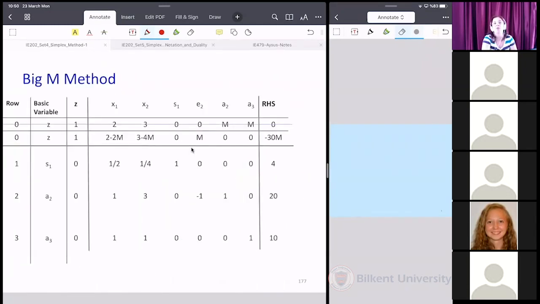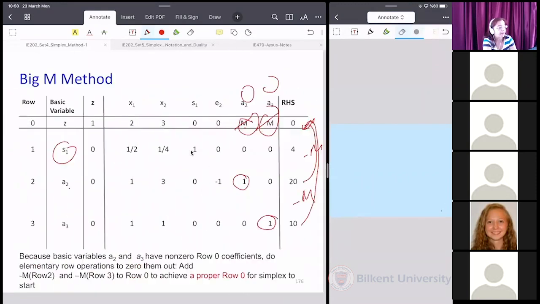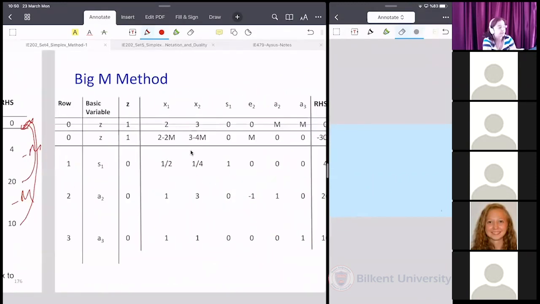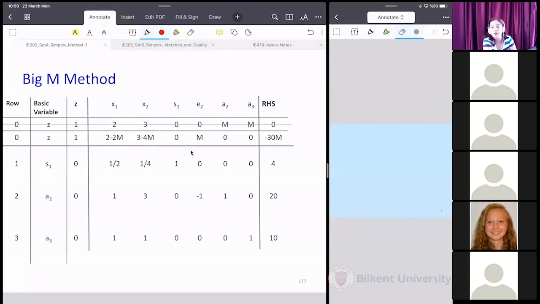And as you see now, we have a legitimate simplex table, right? Nothing changed underneath here. But row 0 is now minus M times this and minus M times the other one. So we have a minus 30M in the objective function portion. And now every basic variable has a 0 in the row 0 coefficient too. Okay? Any questions now? Or are you following me?